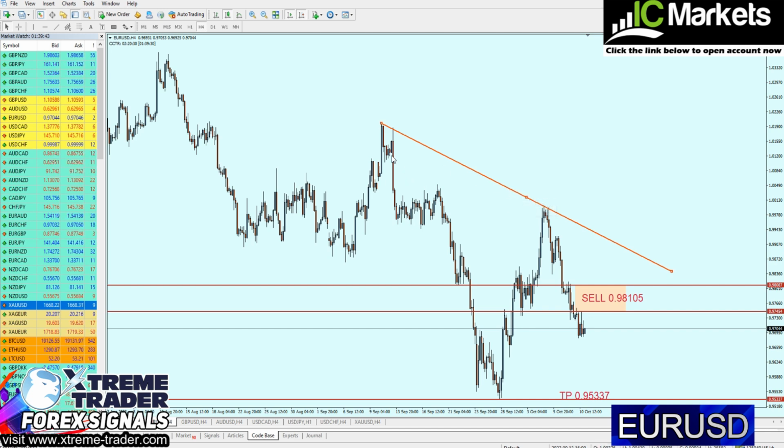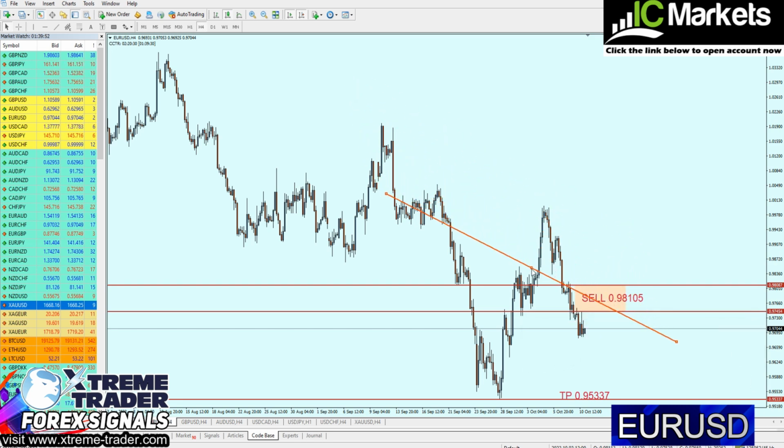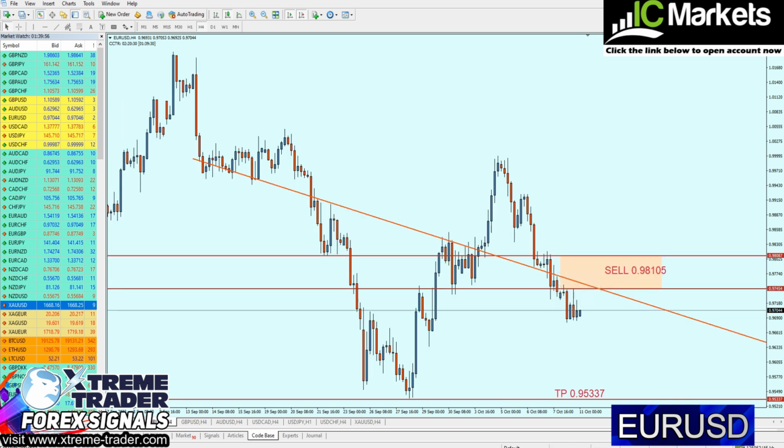What we can do right here is simply draw the resistance trend line from this higher high to this lower high, and simply drag the same line which you have drawn all the way to the nearest resistance trend line, and boom, now you're there. Now we can see that the market indeed respected that level as a support trend line, again as a resistance trend line. Sorry about that.